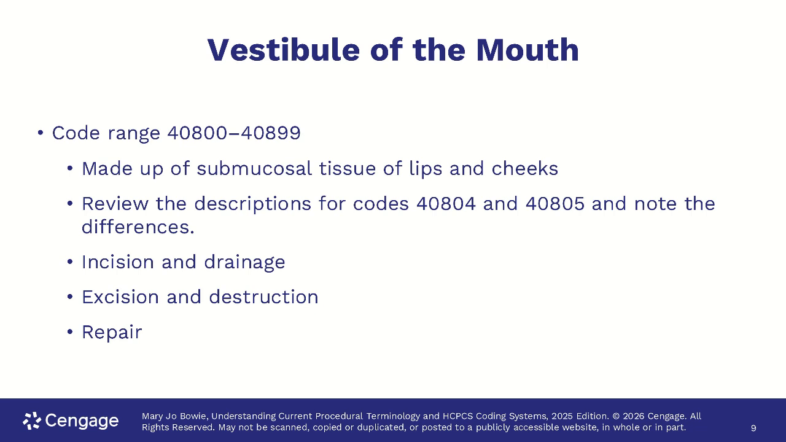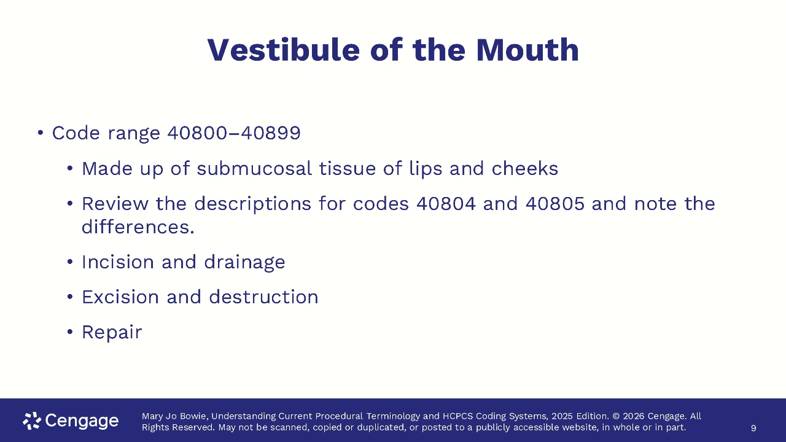We also have codes for incision and drainage. And I know what you're thinking. We saw incision and drainage in the integumentary system. Yes, but remember, we are inside of this organ as opposed to on the outside of it. When we talk about incision and drainage, we're still talking about abscesses, cysts, hematoma, right? Same type of issue, but just inside the organ instead of outside of the organ.